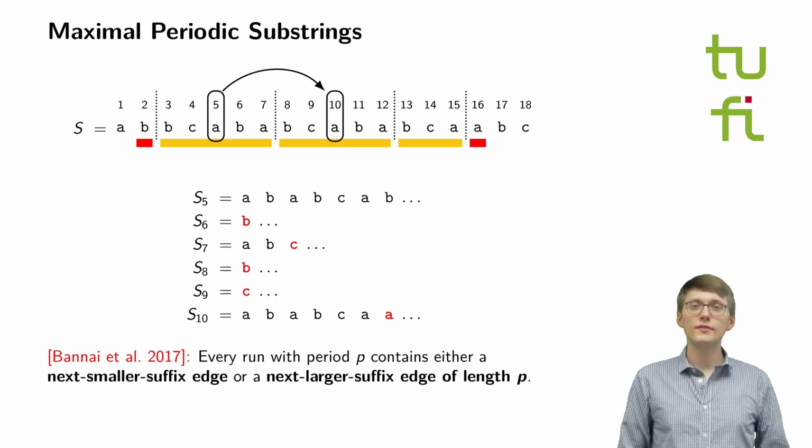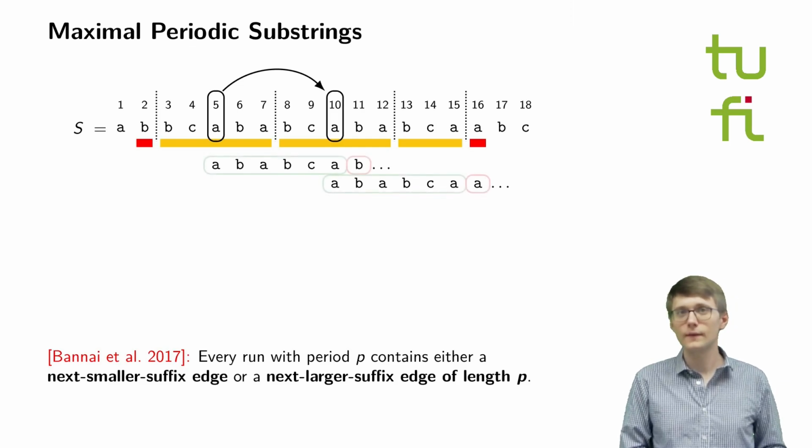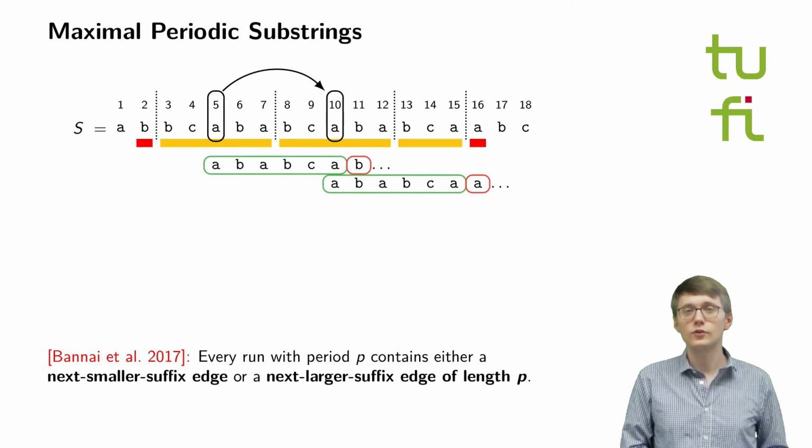Given our next smaller suffix edge, it is easy to find the borders of the run. Let's start with the right border. We simply look at the suffixes at positions 5 and 10. Now we try to find the longest common prefix between the two suffixes. This can be done by just simultaneously scanning the two suffixes from left to right until we find the first mismatch. In our example, we have a shared prefix of length 6, and then we find the mismatch. So we know that the run ends at position 10 plus 6, over here the 16, which breaks the periodicity.